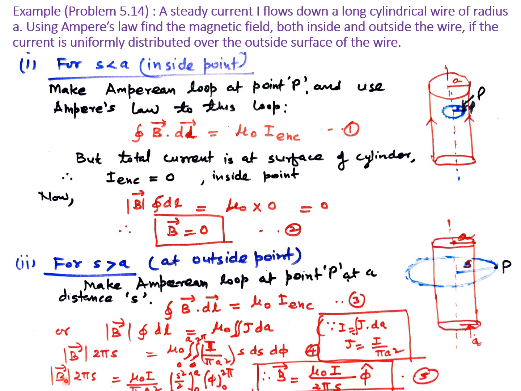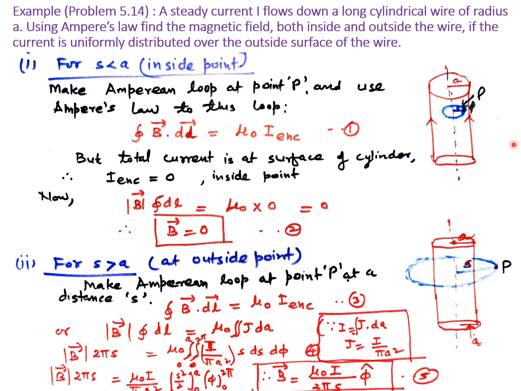And finally we have B magnitude times 2 pi s equal to mu naught I by pi a square. This pi a square can be taken out, and s ds means the integral is s square by 2 from 0 to a, and d phi has integral phi, and the limit is 0 to 2 pi. So many terms will be cancelled out. Finally we will have the magnetic field vector B equal to mu naught I by 2 pi s in the phi cap direction. So this is when there was uniform distribution of current on this wire.